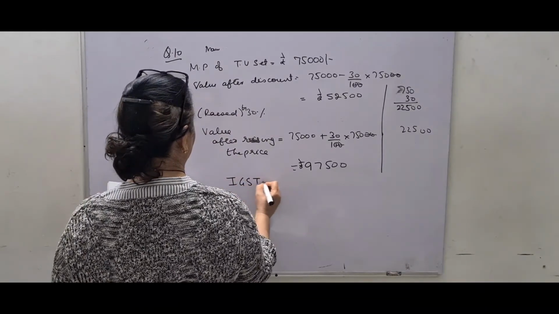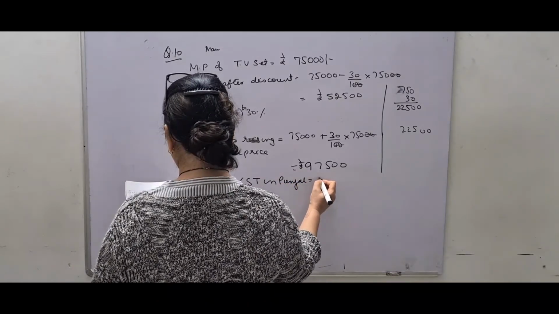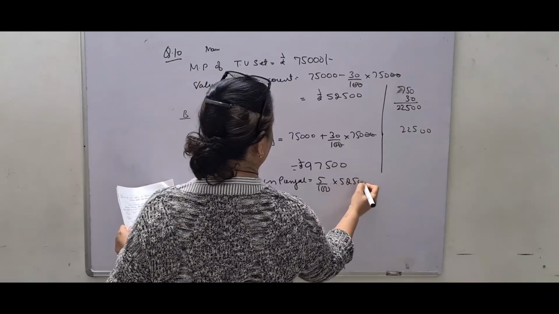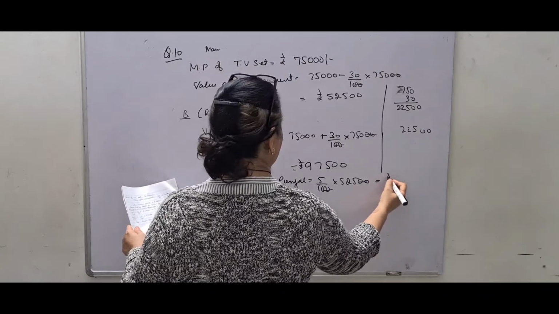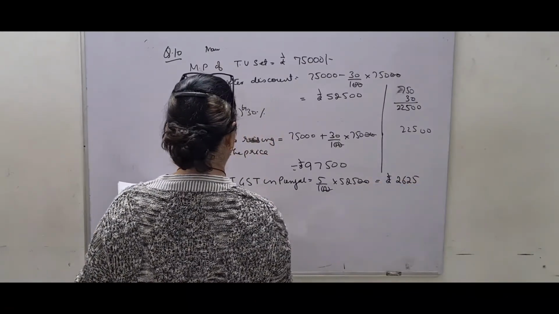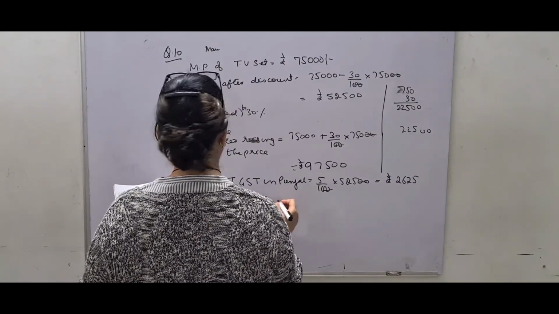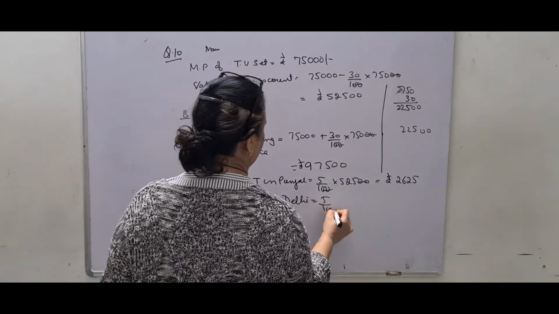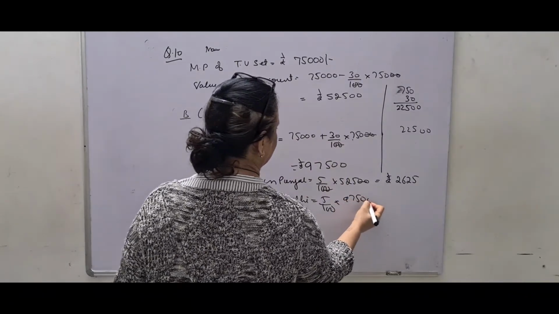IGST in Punjab, because it is again interstate, is of course 5% only. 5% of 52,500, whatever the answer, this will be rupees 2,625. And IGST in Punjab after IGST in Delhi, because again it is interstate, again 5% on the value after raising the price, that is 97,500.